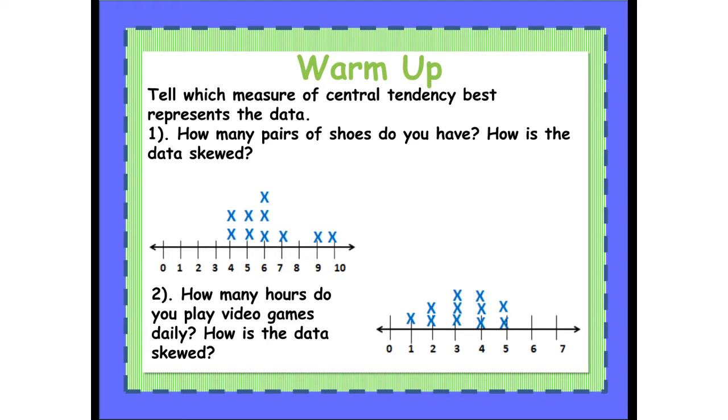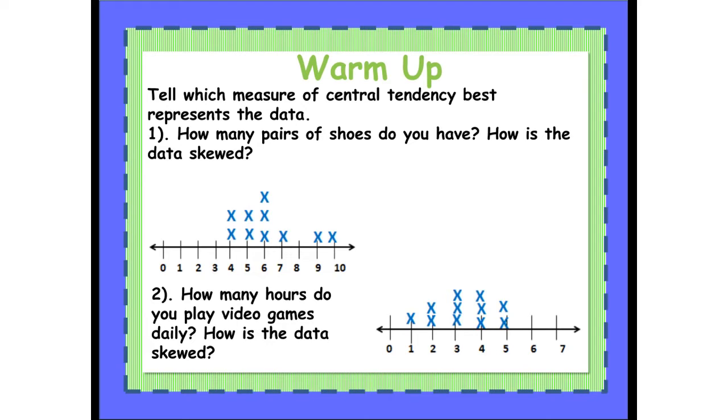And then we have the question that says, how is the data skewed? So I need you to write down 2 things on this. Which measure of central tendency is best? Should I be using the mean or the median? And then second, how is the data skewed? So it's telling you it's not symmetrical. So is it skewed left or skewed right? Pause the video and write your answer down.